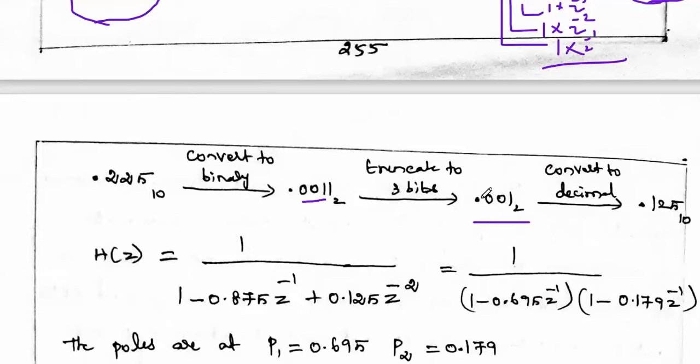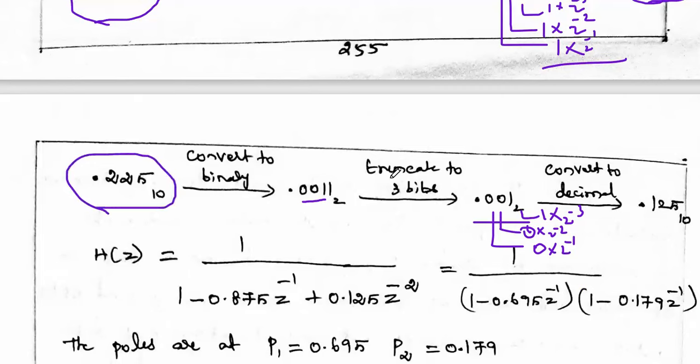Then this binary you convert into decimal. 0 multiplied with 2 power minus 1 is 0, then 0 multiplied with 2 power minus 2, then the third 1 multiplied with 2 power minus 3. You add them, and the answer is 0.125. So the filter coefficient 0.225, after truncation, that is after quantization, is converted into 0.125.